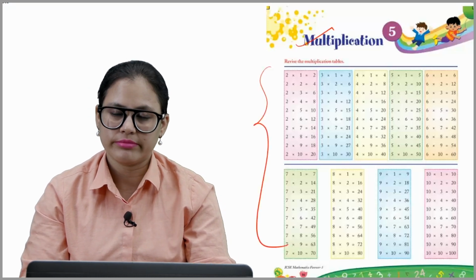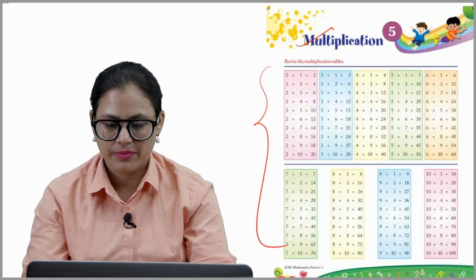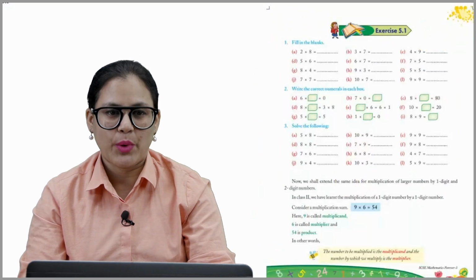Let's start today's chapter, multiplication. Let's revise the multiplication tables. I'm sure till now, till this class, you have learned all these, you have memorized all these tables, okay? So these are the tables from 2 to 10. Do revise them, okay? Let's do exercise 5.1.